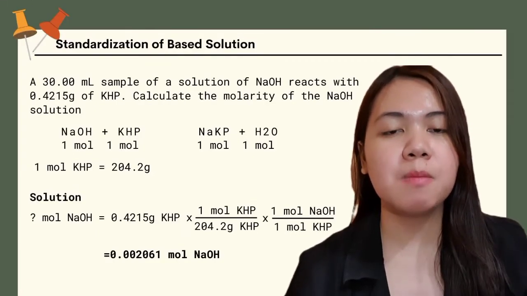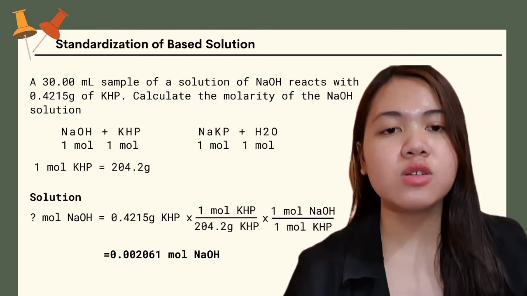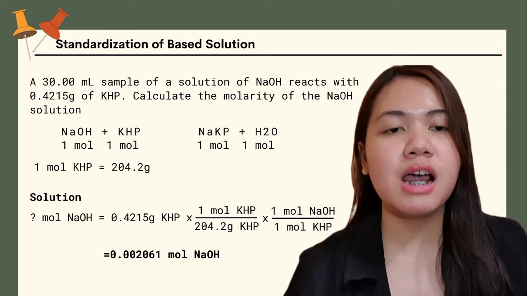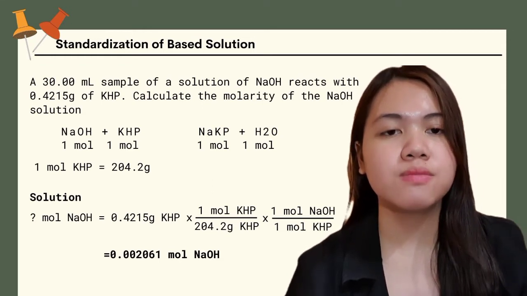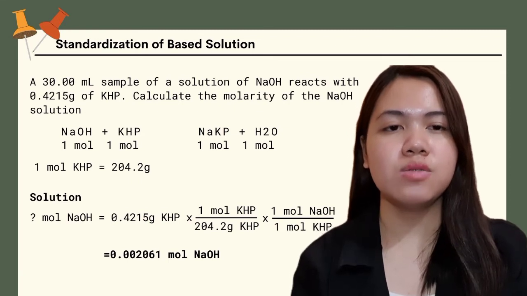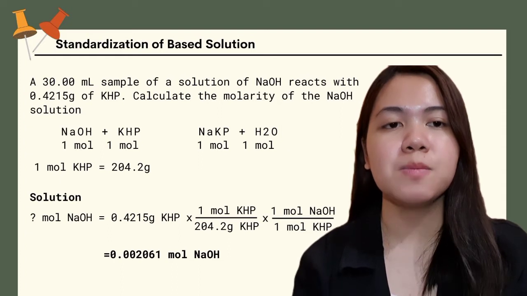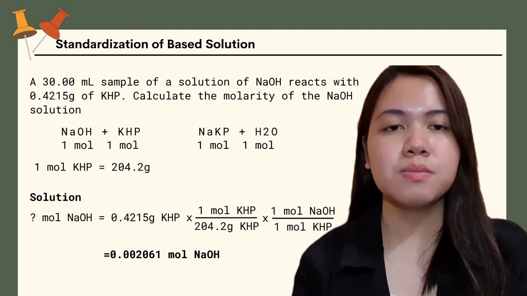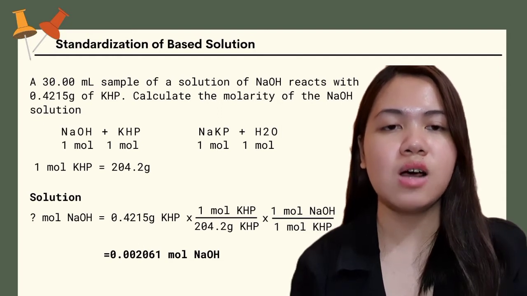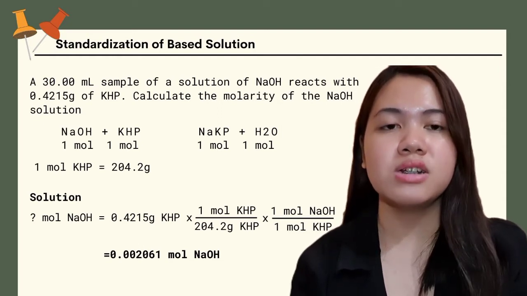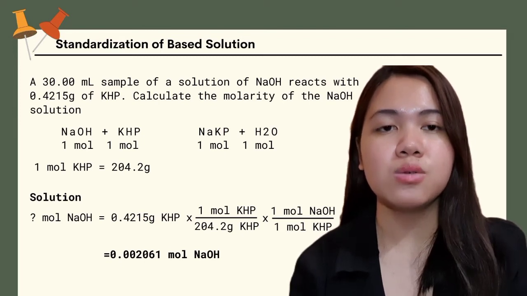A 30 ml sample of a solution of sodium hydroxide reacts with 0.4215 grams of potassium hydrogen phthalate. Calculate the molarity of the sodium hydroxide solution. So, we first write the balanced equation, which is sodium hydroxide plus potassium hydrogen phthalate. Then the products would be sodium potassium phthalate plus water. 1 mole of sodium hydroxide would react with 1 mole of potassium hydrogen phthalate. 1 mole of potassium hydrogen phthalate is 204.2 grams.